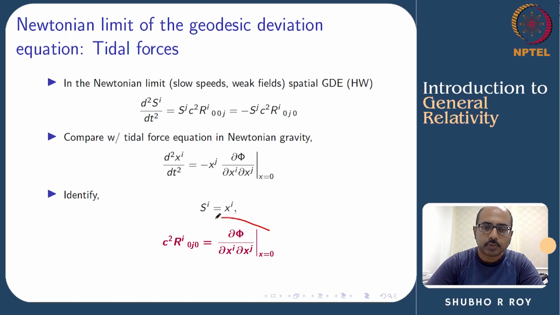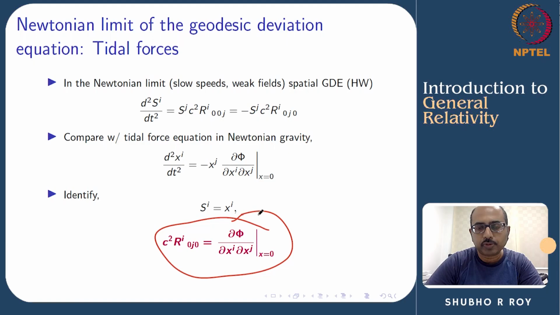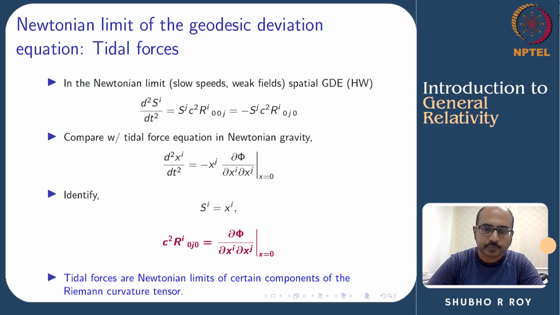Okay, so this is what I meant. This Riemann tensor, what we mathematicians call the Riemann tensor, turns out in physical language to be nothing but the components of the tidal forces. So this is what I've written in blue font in the slide. The tidal force is the Newtonian limit of certain components of the Riemann curvature tensor. Alright, so now we have a nice physical motivation to study the Riemann curvature tensor.